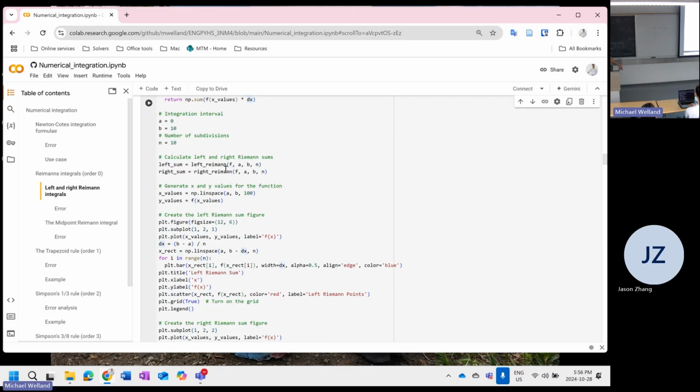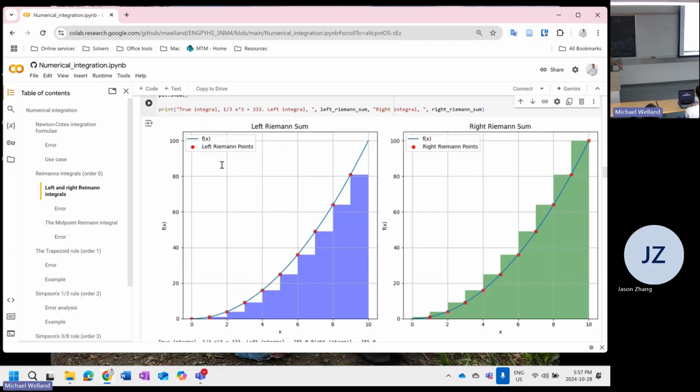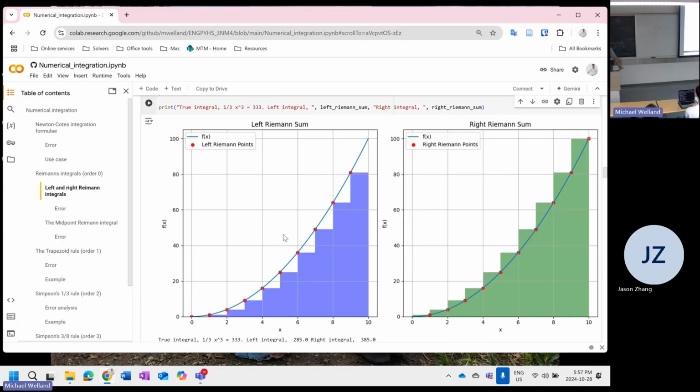But again, I have to cover it, otherwise I'm not going to get accredited. Okay, so here's a nice little plot just to show you guys what I mean. So the left series literally takes the point on the left side of the interval, and the right one you get on the other side.